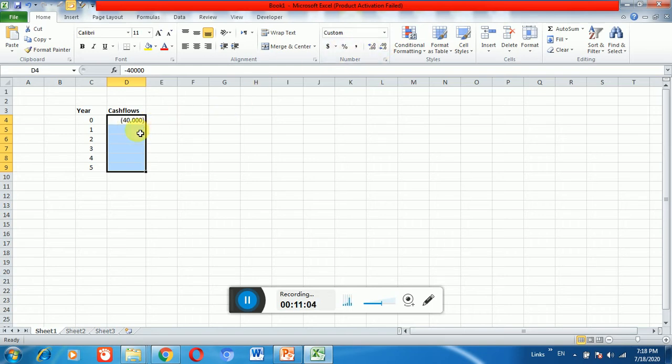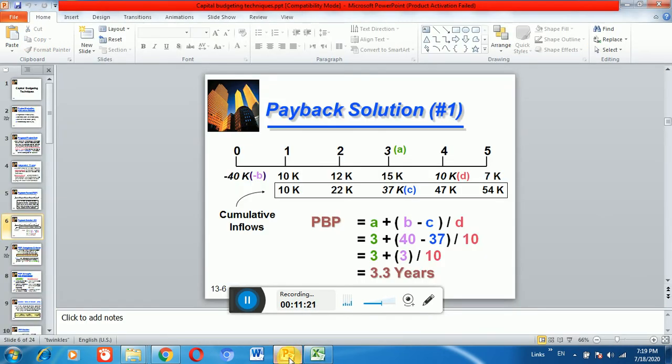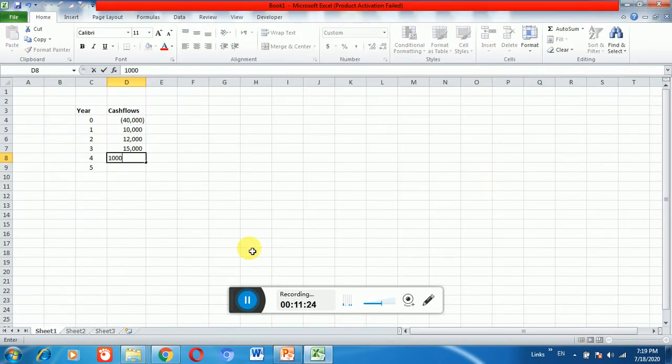After 1 year, how much cash flow is generated? We have 10,000, the second year is 12,000, the third year is 15,000, then 10,000, and finally 7,000. So dear students, these are cash flows. The first cash flow is the negative value because here the cash is going out. So this is the cash outflow, and all the others are cash inflows.